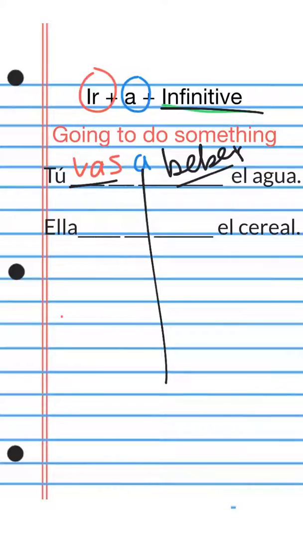Let's look at the next example. We have ella and then el cereal, showing that we are trying to communicate that she is going to eat the cereal. So how would you conjugate the verb ir for ella? The answer would be va. Then, according to the formula, you would have to add the word a there in order for it to correctly work with the formula. And then you would have to add the verb comer unconjugated in the infinitive form.